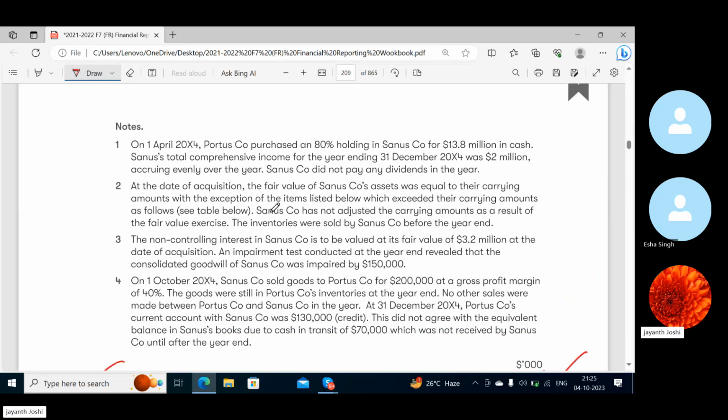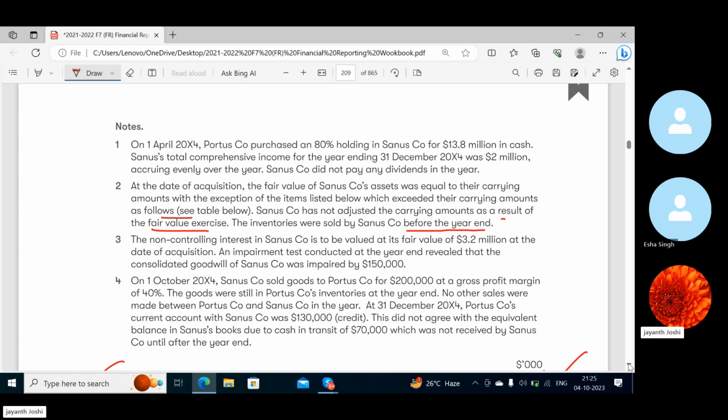Here we have: at the date of acquisition, fair value of Sanus company assets was equal to their carrying amounts with the exception of items listed below which exceeded their carrying amounts as follows. The table we have already seen. The subsidiary company has not adjusted the carrying amounts as a result of their fair value exercise. The inventories were sold by Sanus company before the year end.